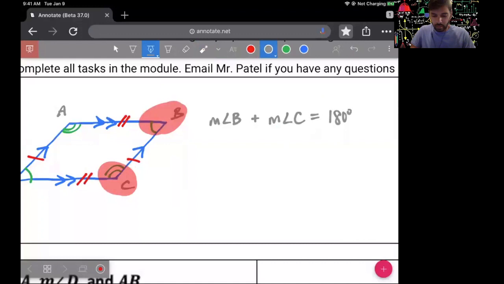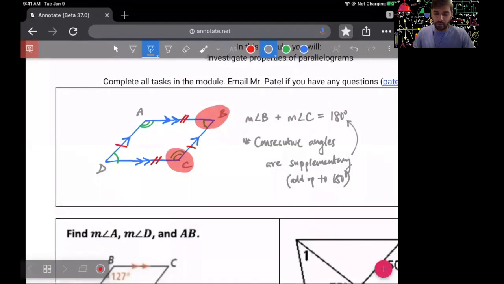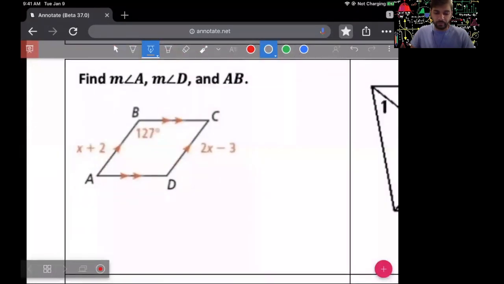So I'm just going to mark right here, consecutive angles are what we call supplementary. And that means that they add up to 180 degrees. All right. So let's work a few examples that involve parallelograms.